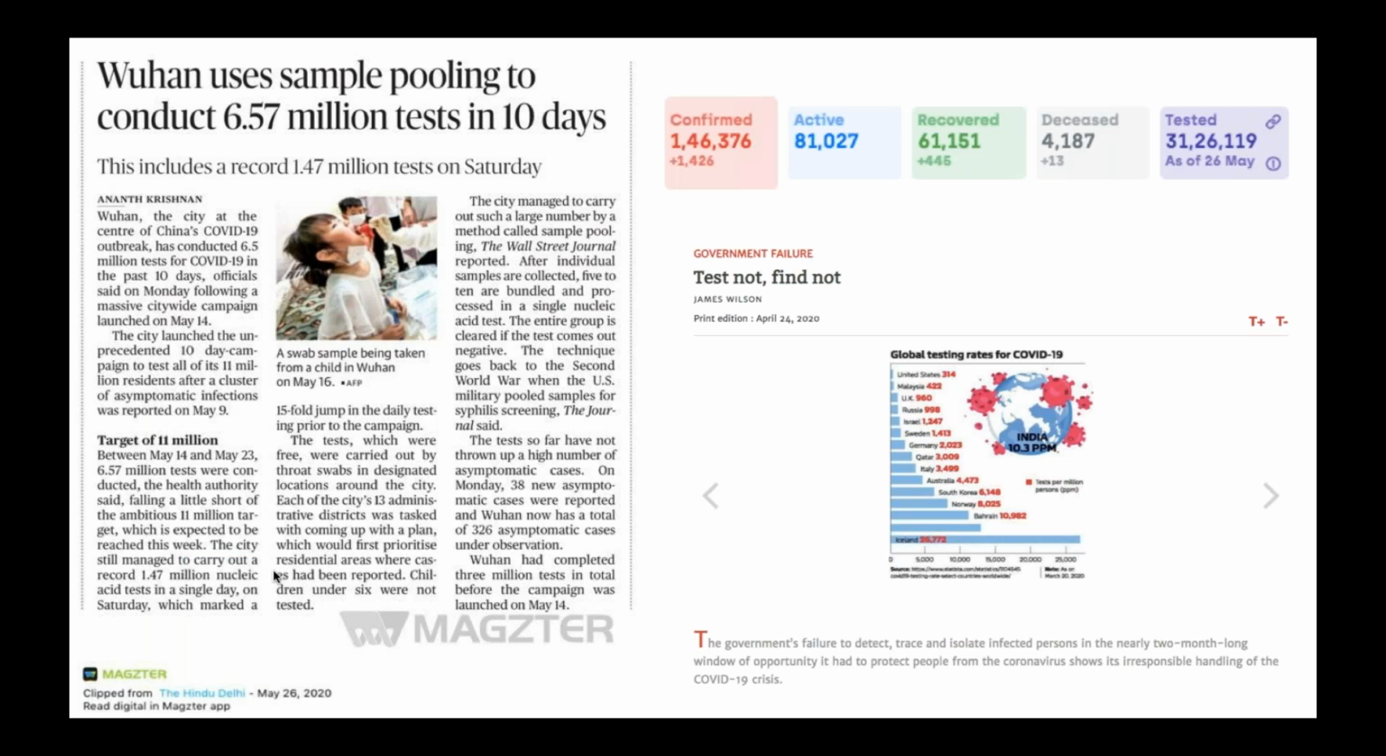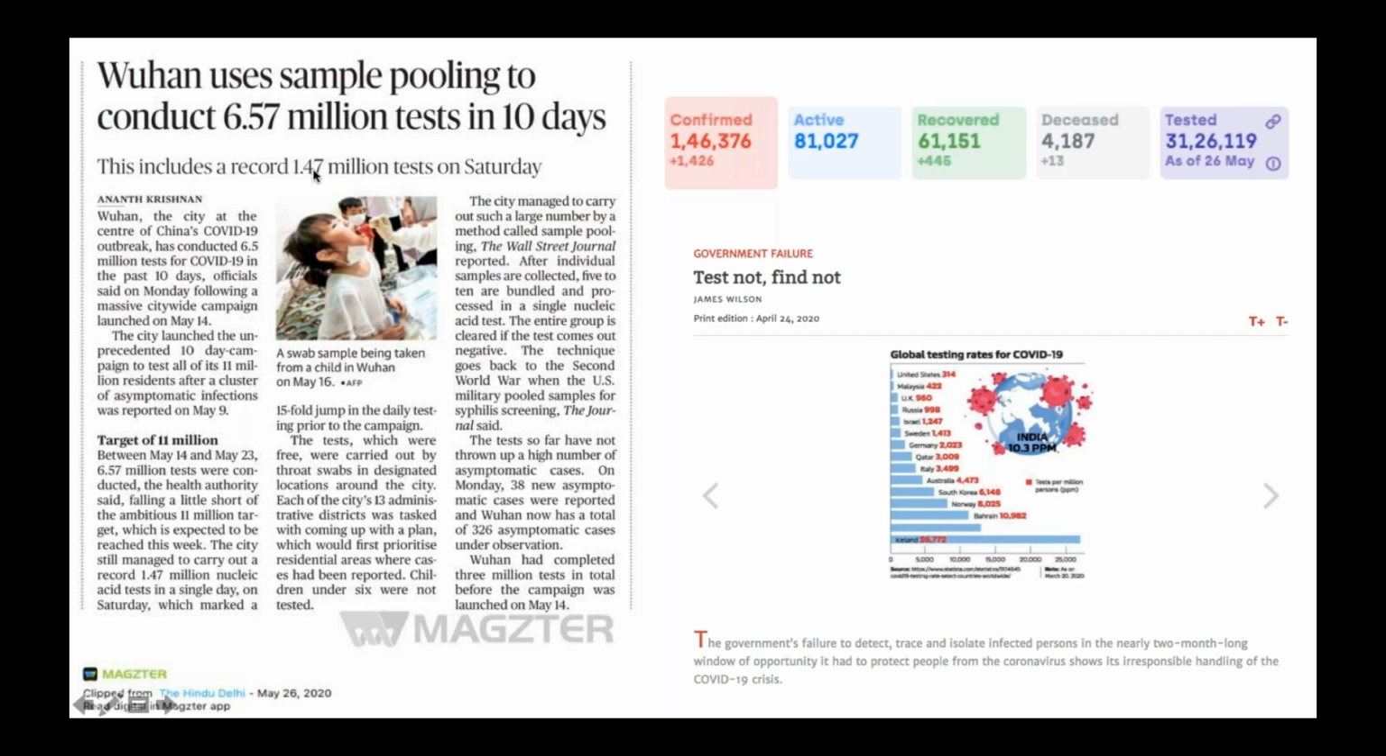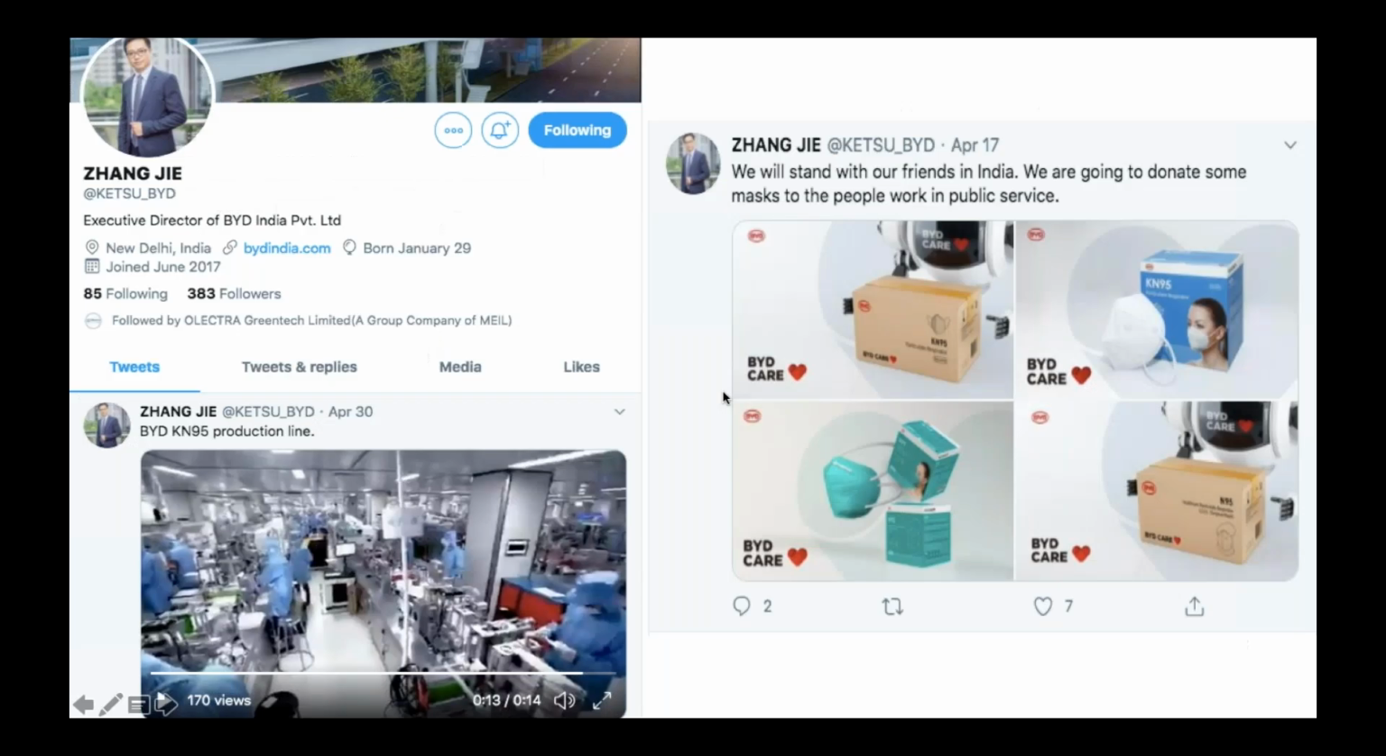Here are a few things I want to highlight in terms of capacity. This is a report from yesterday, which pointed out that in Wuhan they have conducted over 6.57 million tests, that is 65 lakhs in 10 days, or 14 lakhs just last Saturday. And India, as of yesterday, has conducted so far 31 lakh tests. This is one province I'm talking about in the recent past, and this is India after 60 plus days. I think you can see the scale and the capacity that they have.